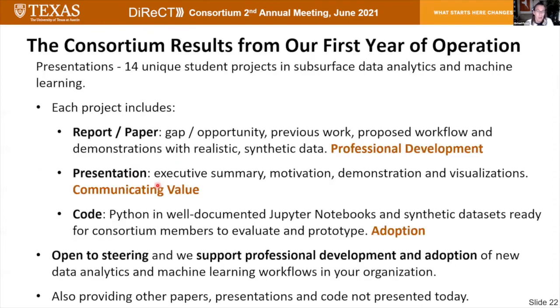All right, a couple of comments and reporting out here. The consortium results from our second year of operation: 14 unique student presentations is what you're going to see today. Every time you see a presentation, know this: there is a report, a paper. The paper will describe the gaps and opportunities, previous work, literature review, proposed workflow, and demonstrations with realistic synthetic data that you're free to use. Anybody can try it out.